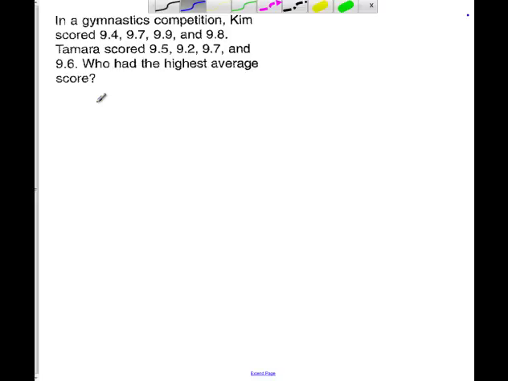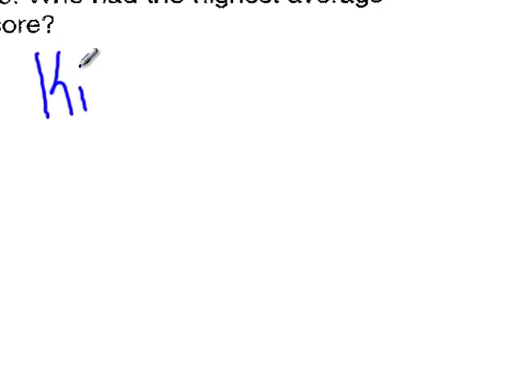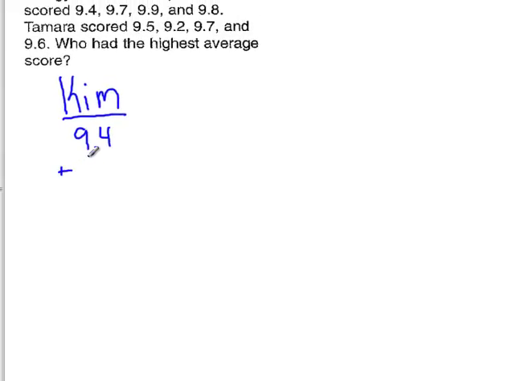Well, the first thing I'm going to do is write down their scores. So I've got Kim. I'm going to write her scores down, and I'm going to add them up because they're looking for an average. That's how I get an average: I add up the numbers, and I divide the total by the number of numbers. So I've got 9.4 plus 9.7 plus 9.9 plus 9.8.